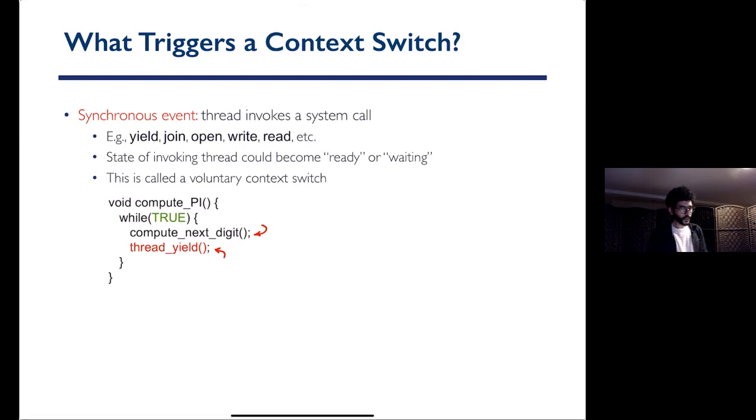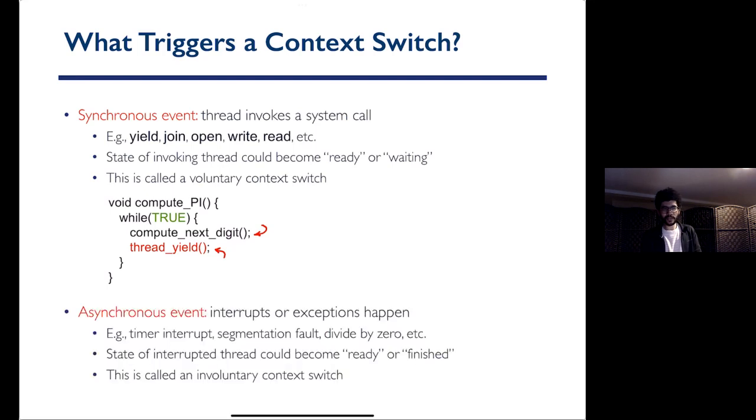Okay. So we talked about the first type of events that could happen, synchronous events. The second type of events that could trigger a context switch is asynchronous events. And these are basically interrupts and exceptions.